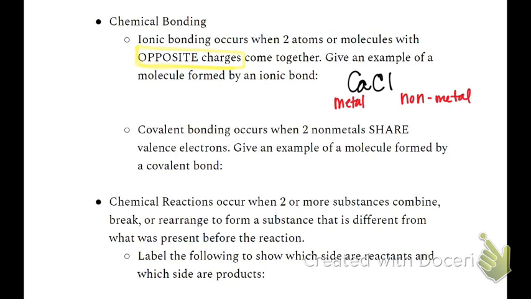And if you go back to look at your oxidation levels, the metals all had plus 1, 2, 3, or 4, and the nonmetals were minuses. That's why they attract each other.